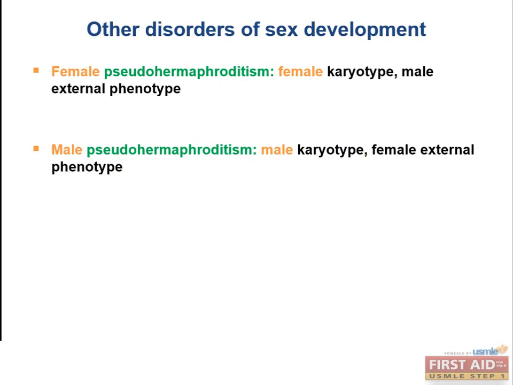The way to remember male versus female pseudohermaphroditism is that the patient's actual genotype precedes the word pseudohermaphrodite. So a male pseudohermaphrodite is actually a male, but will look female. And a female pseudohermaphrodite will actually be a female, but will look male.